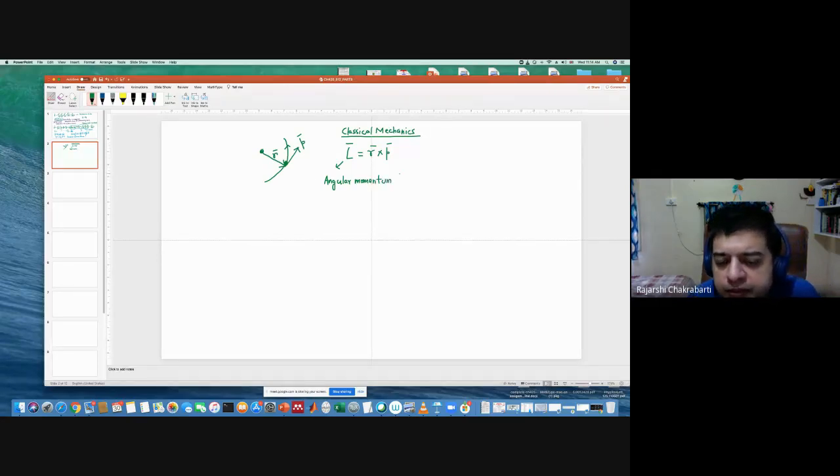This is angular momentum. Fine. So it is a cross product. Of course, it is a vector. It has a magnitude as well as a direction. So I can actually calculate this angular momentum.